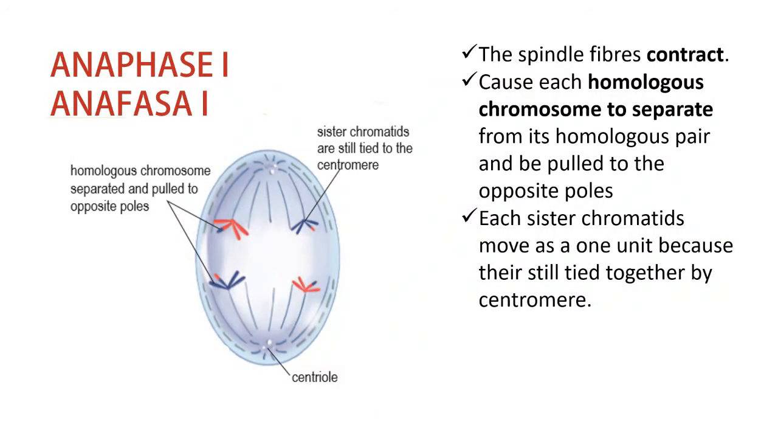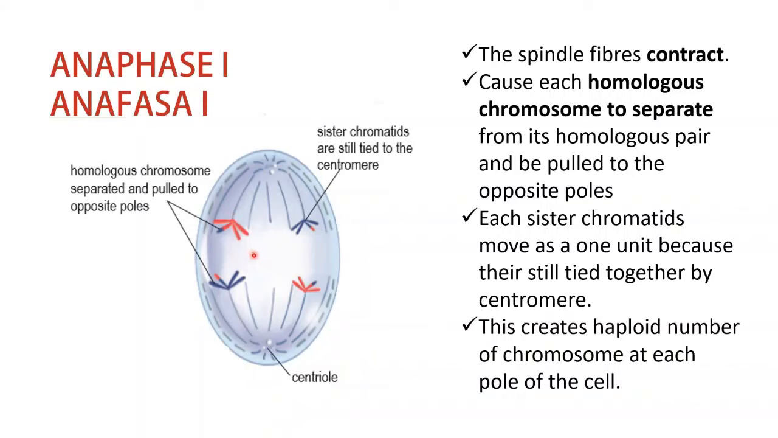Each sister chromatid moves as one unit because they are still tied together by the centromere. See, there are two sister chromatids tied by the centromere and they move as one unit. This creates the haploid number of chromosomes at each pole of the cell. We count again. At this pole, we count the number of chromosomes in the cell: 1, 2, and the other one 1, 2. So the number of chromosomes has been reduced to half.